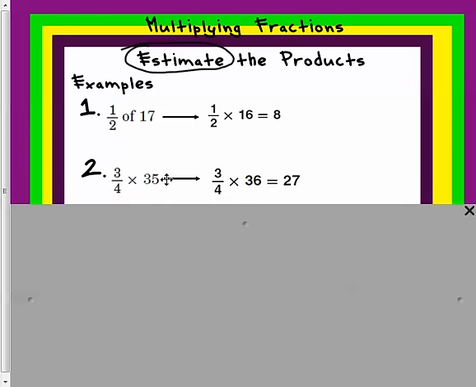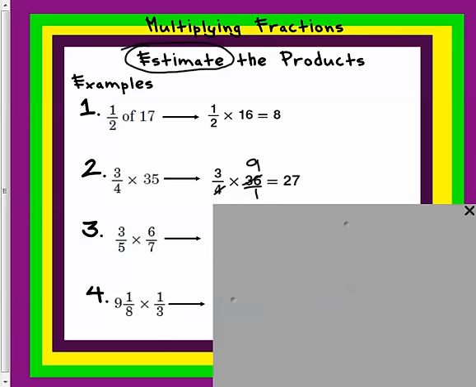If I wanted 3/4 of 35, well, 4 and 35 don't share anything in common, but 4 and 36 do. So 4 goes into 36 9 times, so I know that it's a little bit less than 27. Okay, go ahead and try these two, and I'll show you what I did in just a second. Remember, you're estimating. Okay. If you didn't get it, then watch me. And if you did, grade it with a red pen.